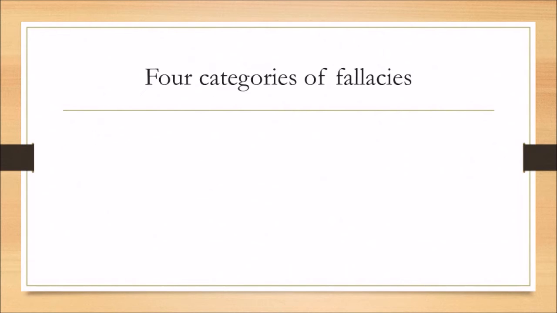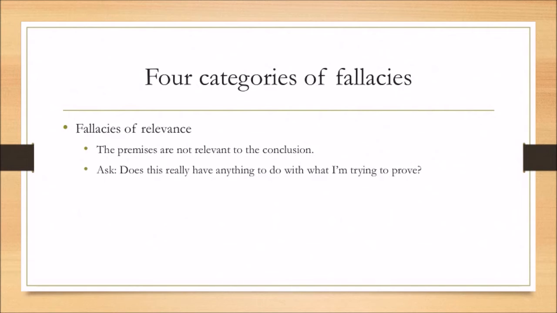Okay, the book categorizes fallacies in 4 different ways, and I think this is a useful way to think about it. The first type of fallacy is the fallacies of relevance. Fallacies of relevance are when the premises are just not relevant to the conclusion. You give reasons, but the reasons don't actually have anything to do with what you're arguing for. So the question here is to ask yourself, does this really have anything to do with what I'm trying to prove? Those are probably the most important. We're going to spend a lot of time on those.